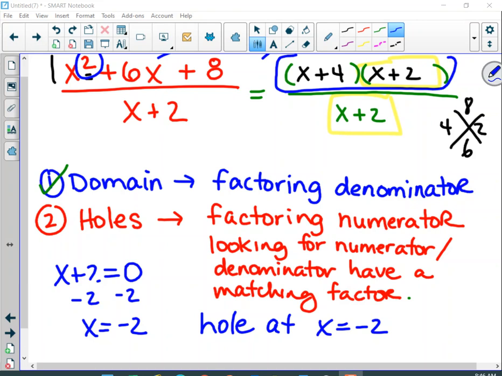Sorry. I'm making you a picture now. x squared plus 6x plus 8, and we're going to divide that by x plus 2.